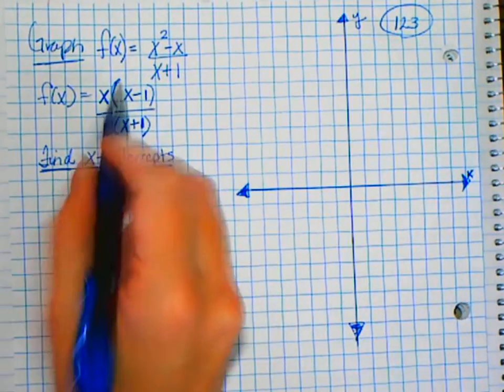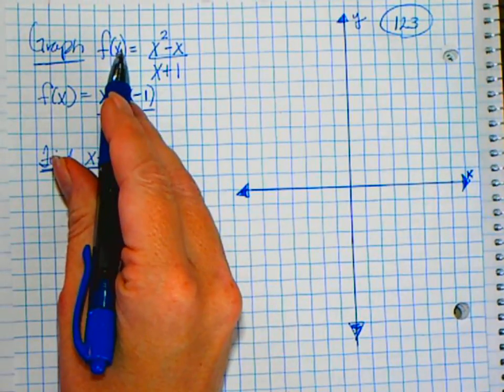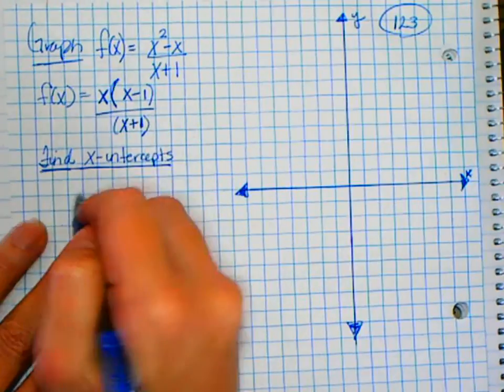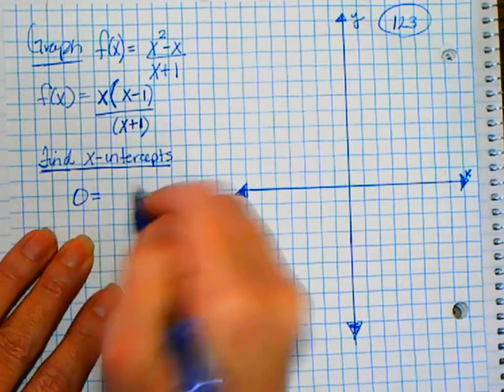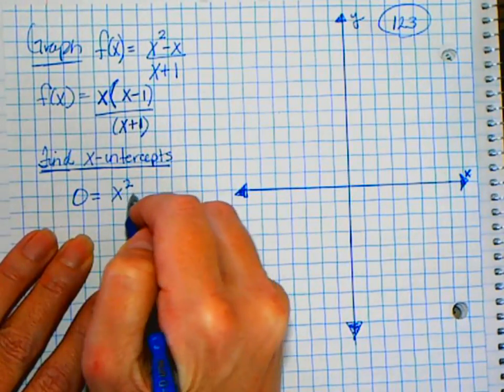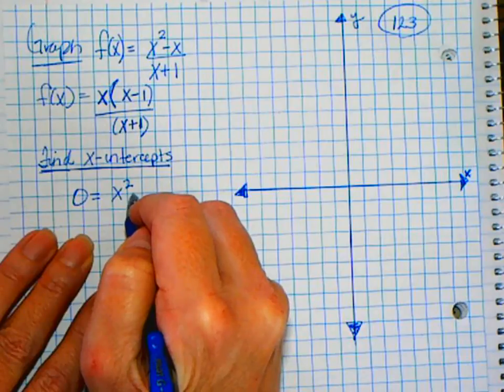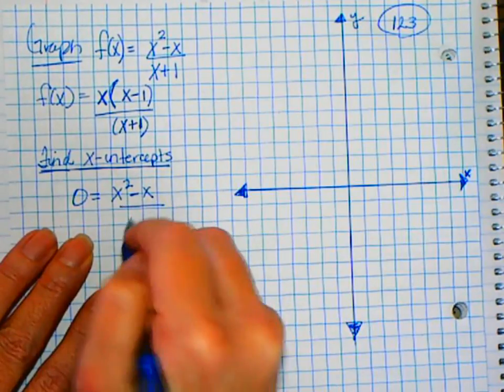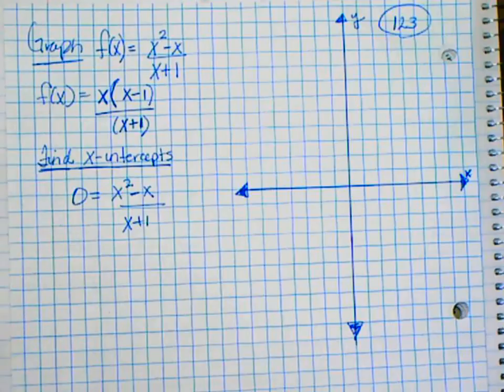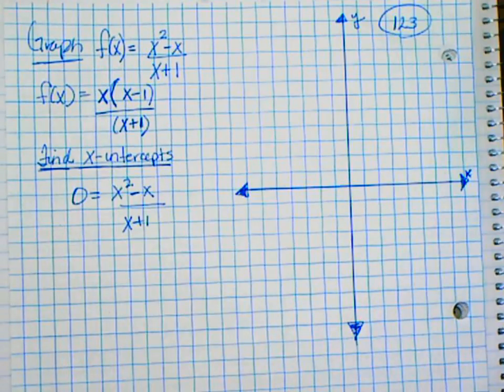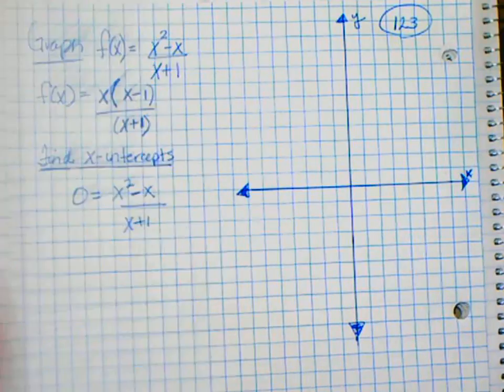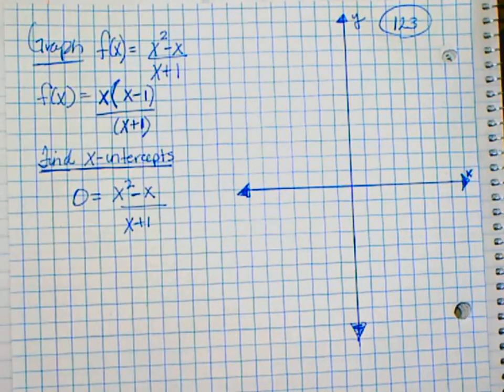So instead of f of x, it's the same thing as y, right? So I'm going to set that equal, that's going to be 0 equals x squared minus x over x plus 1. And I could have done the factored form of that, x times x minus 1, instead of x squared minus x. Really doesn't matter on this because these are getting ready to cancel, so either way it doesn't matter.